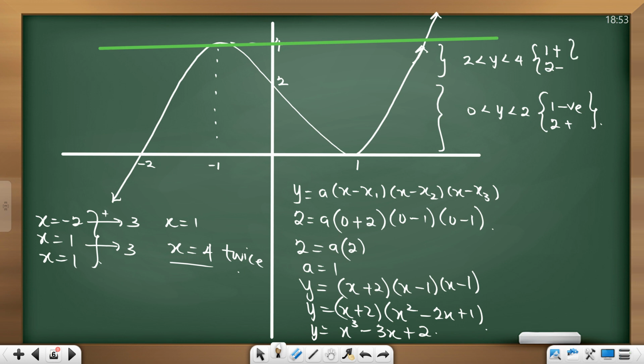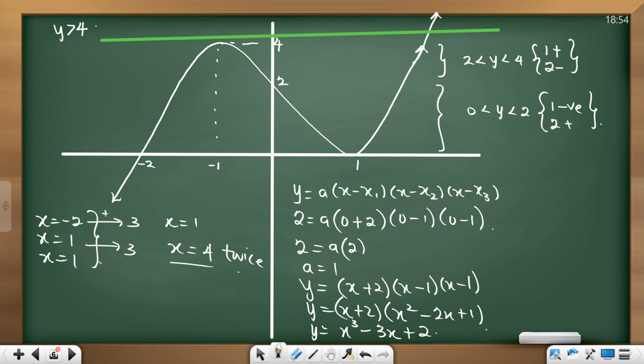But these roots are what? 3 distinct what? Different. This time around the examiner wants how many roots? That 1 positive or 1 negative? Right above. Above which value? What's the maximum value there? 4. So y should be greater than 4.